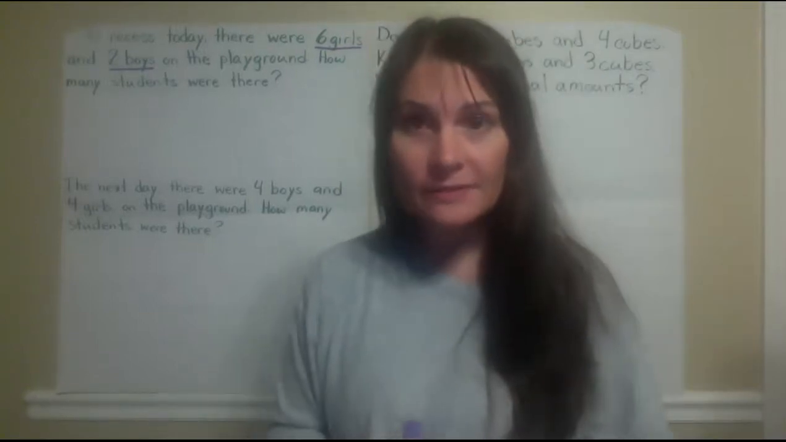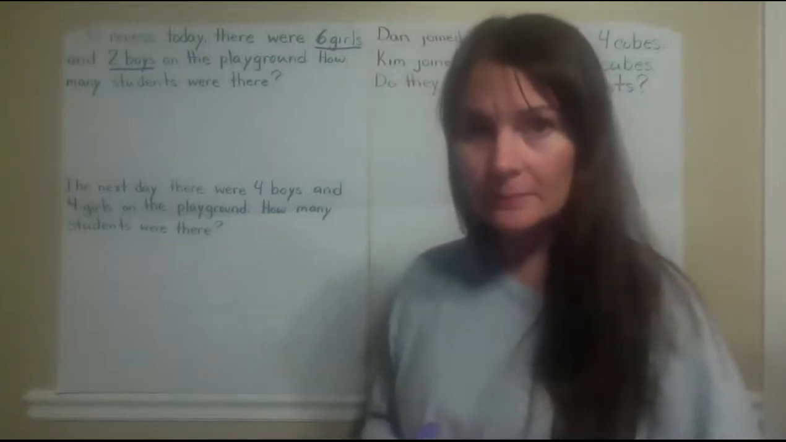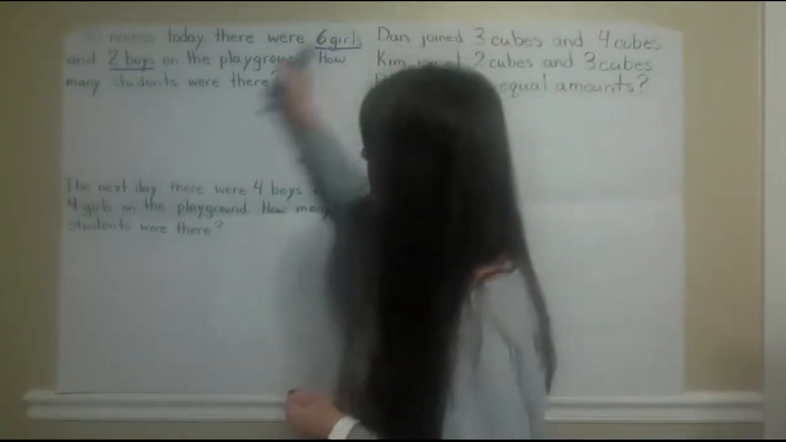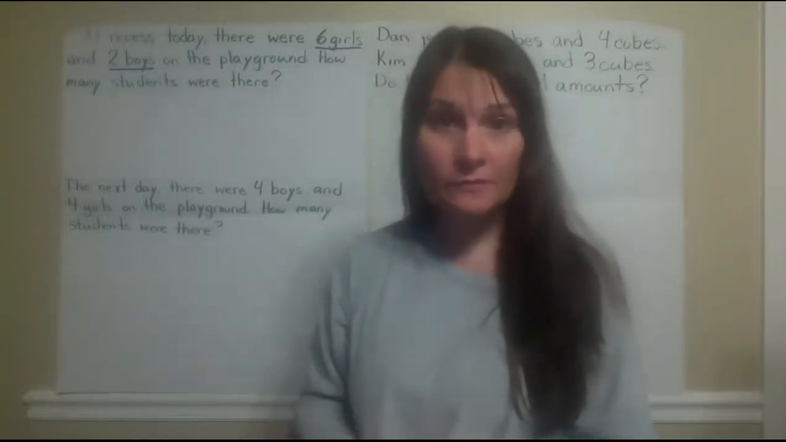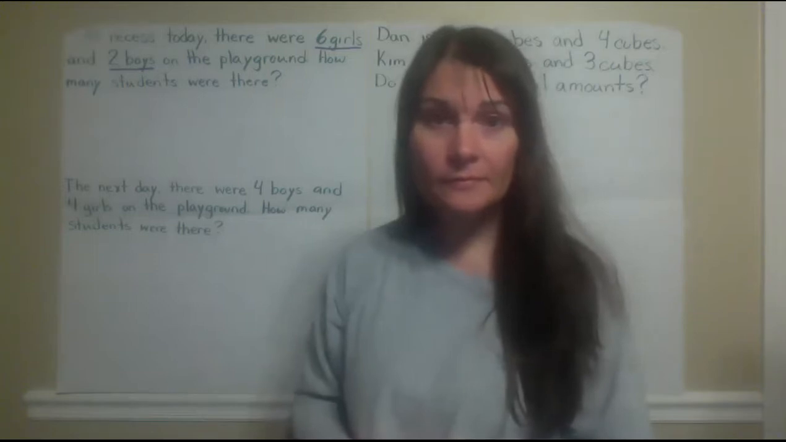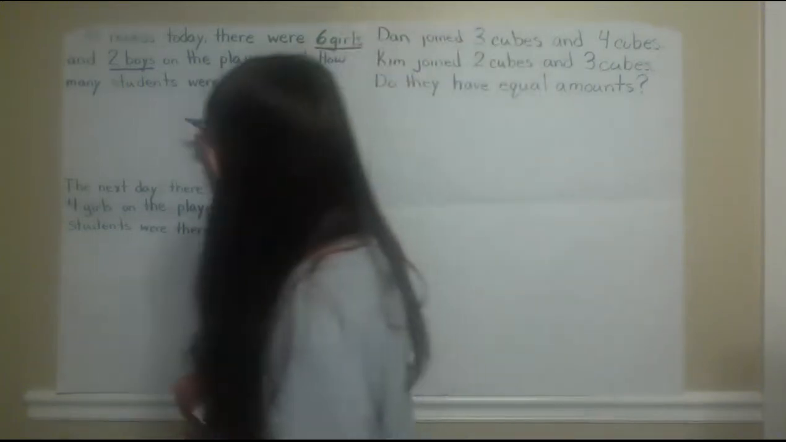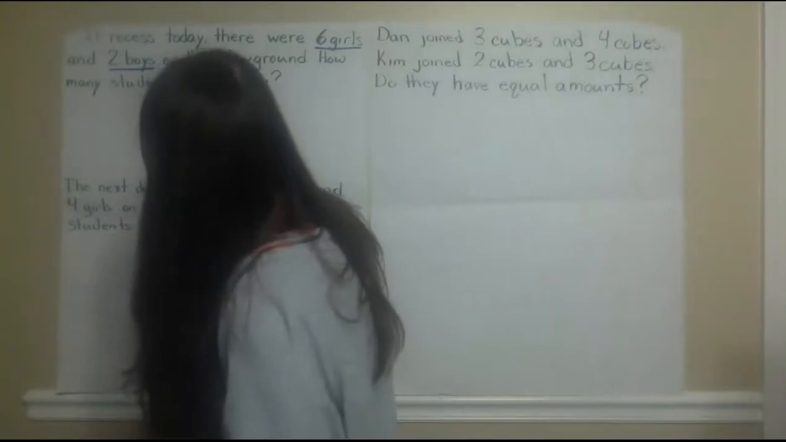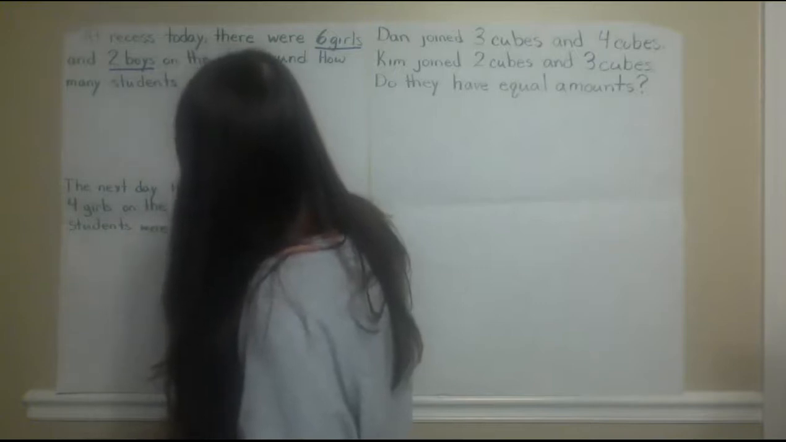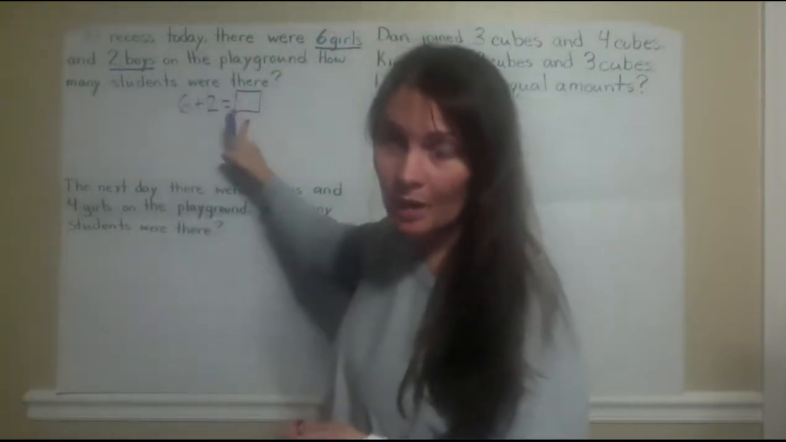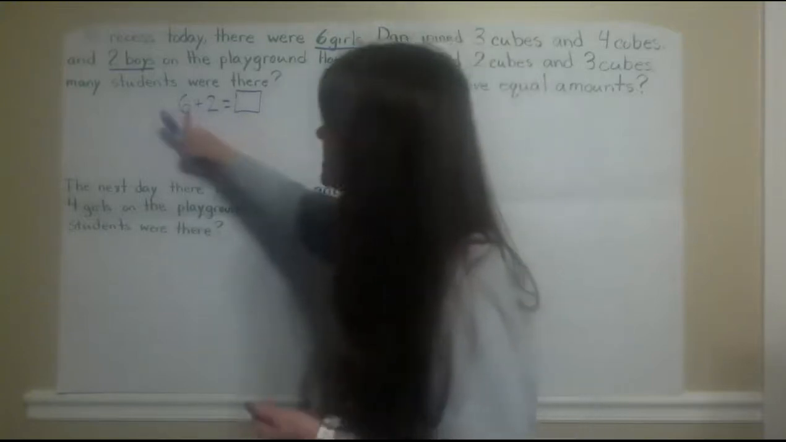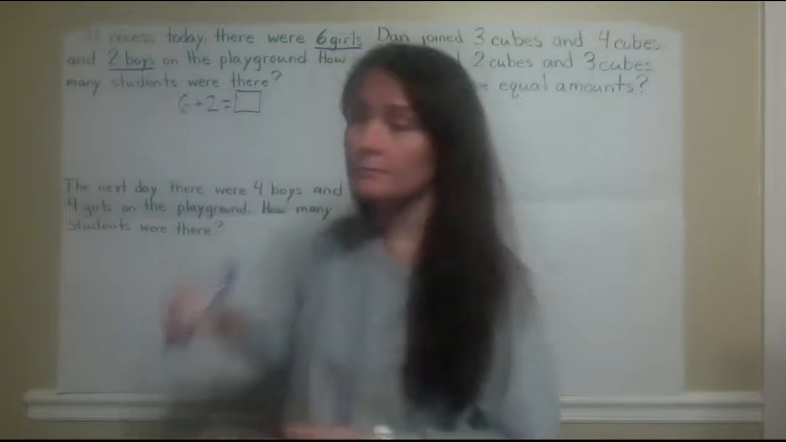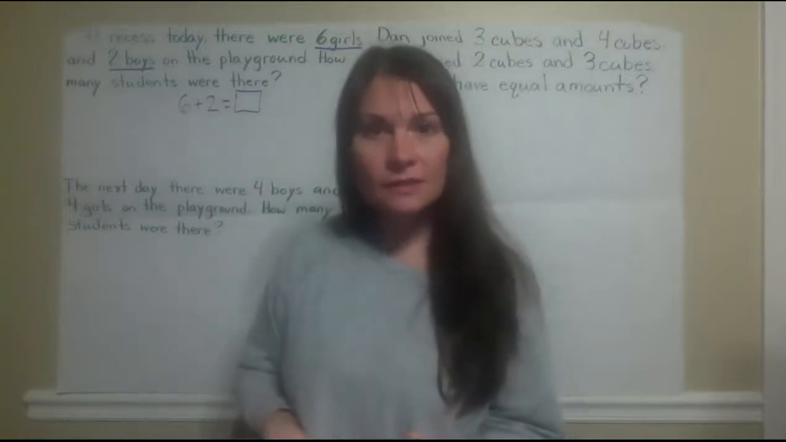Great job, guys. So what would our equation be if there were 6 girls and 2 boys on the playground and we wanted to know how many students were there? Great job. So my equation would be 6 plus 2 equals a box, because we always want to put a box under the unknown of what we're trying to find out. So 6 plus 2 equals box. So what is 6 plus 2?